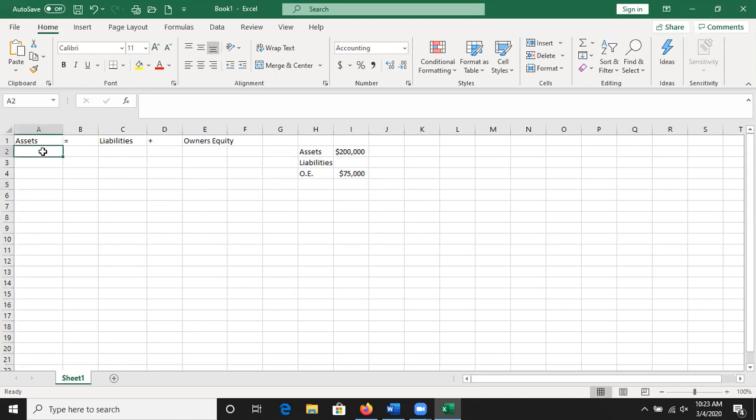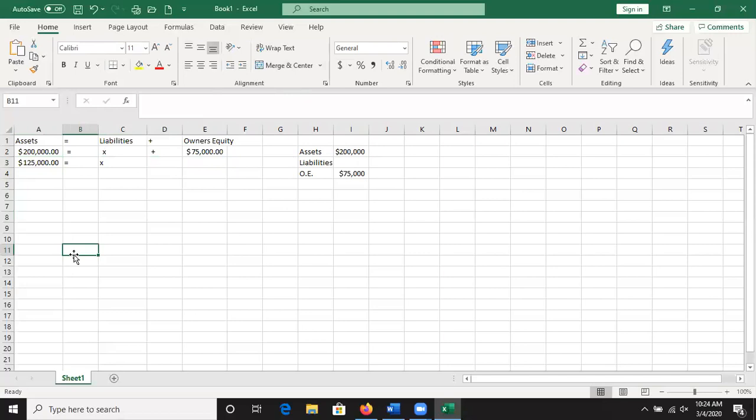Okay, so assuming this equation always matches, assets has to equal liabilities plus owner's equity. If assets are 200,000, liabilities, go back to algebra, you can make it a variable, put it as X plus owner's equity, which is 75,000. Solve the equation, subtract 75,000 from this side, subtract it from this side, and you'll get X has to equal $125,000 to balance.